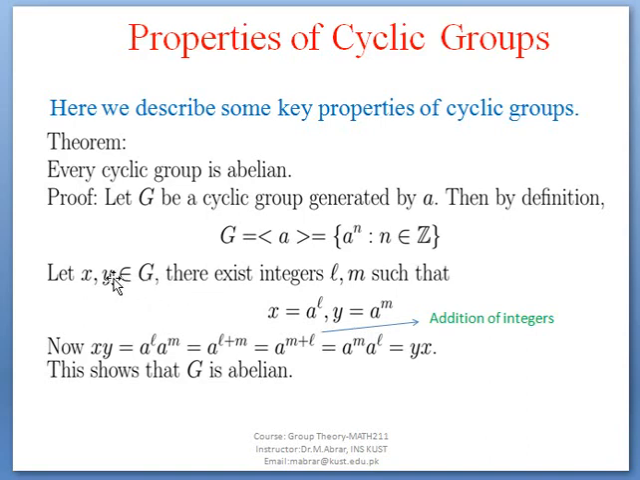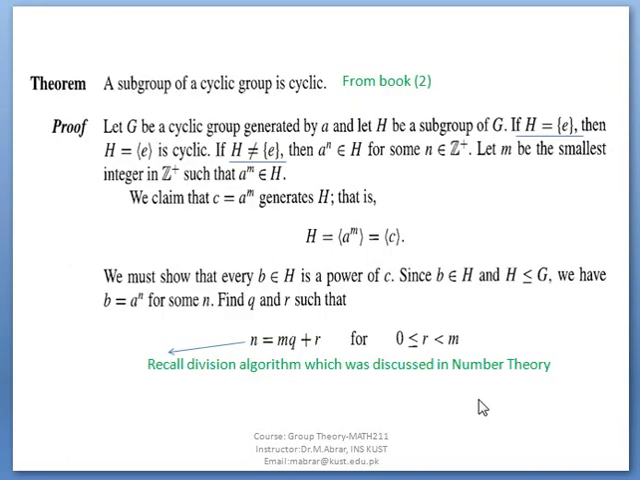By definition, if we take x and y from G, then there exist some l and m such that x and y can be written as powers of a. So now we compute xy. By this, xy is replaced by a raised to l times a raised to m, and simple calculations show that it is actually yx. So it means the group is abelian. That's fine.